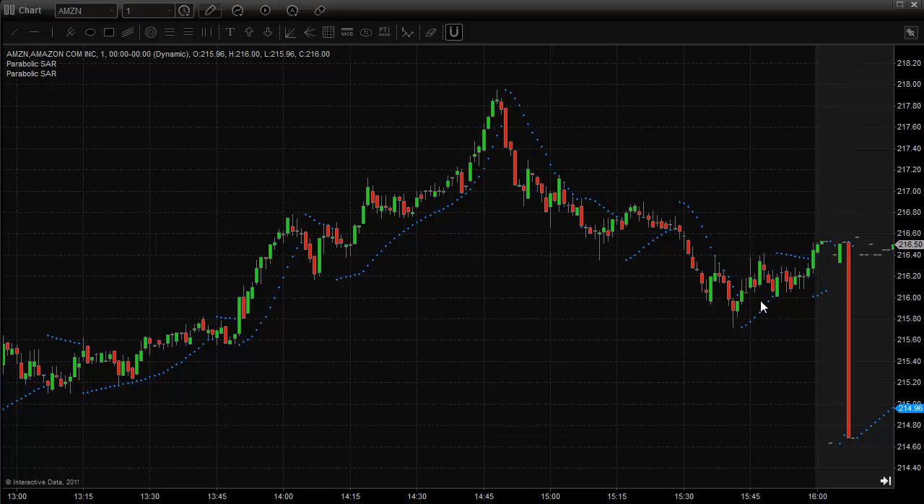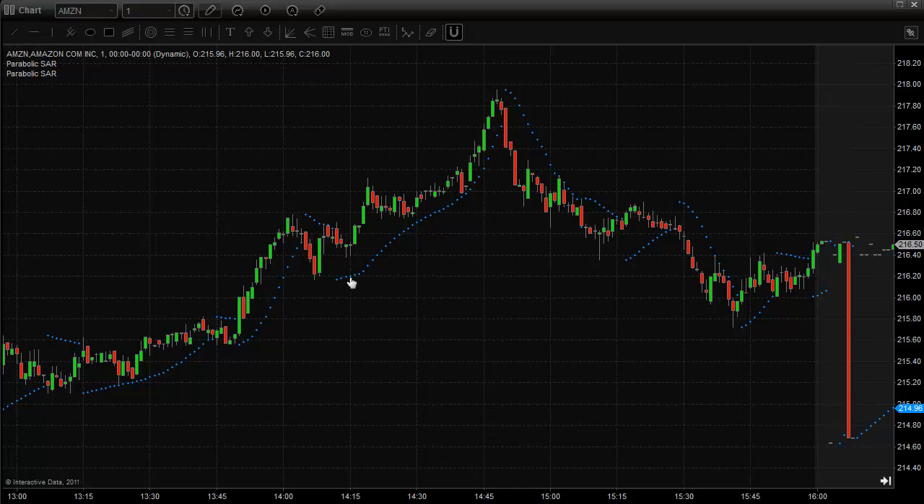We're looking at a 1-minute chart on Amazon, symbol AMZN. The Parabolic SAR indicator is plotted as these blue dots here. When the blue dots are underneath the price action, it's considered a bullish trend or an uptrend. And then when the dots are placed above the price action, it's considered a bearish sign. You can see the dots change when price action falls below the trend.